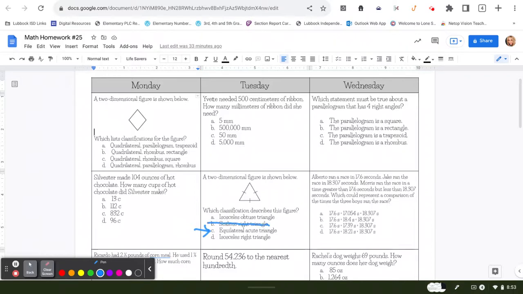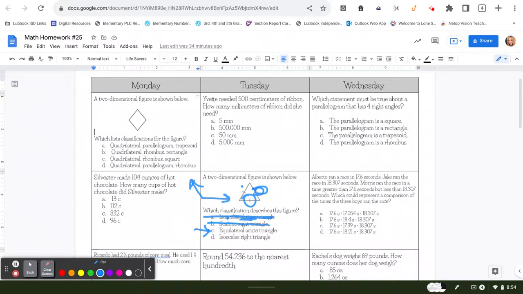Could it still be isosceles? Yeah, because 2 of the sides are still congruent, this side and this side, or this side and this side, or however you want to look at it. It still has 2 sides equal, so I'm going to double check that A and D are not our correct answers first. A says isosceles obtuse. Are there any obtuse angles here? Obtuse is greater than 90 degrees. No. Okay, let's look at D.